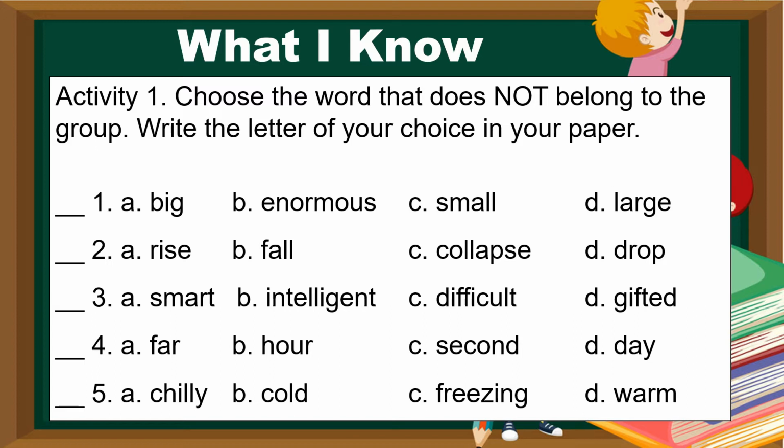Number 3. Letter A, smart. Letter B, intelligent. Letter C, difficult. Letter D, gifted. Number 4. Letter A, far. Letter B, hour. Letter C, second. And letter D, day. Number 5. Letter A, chilly. Letter B, cold. Letter C, freezing. Letter D, warm.